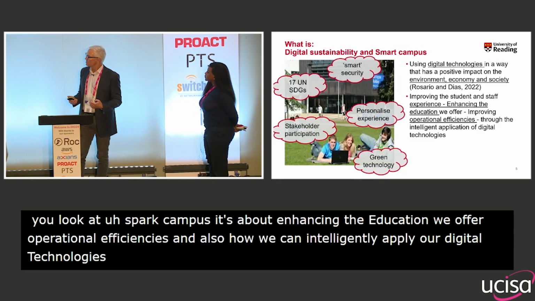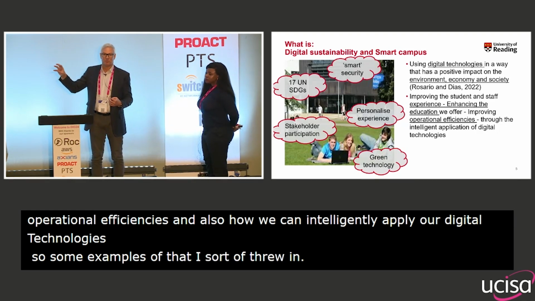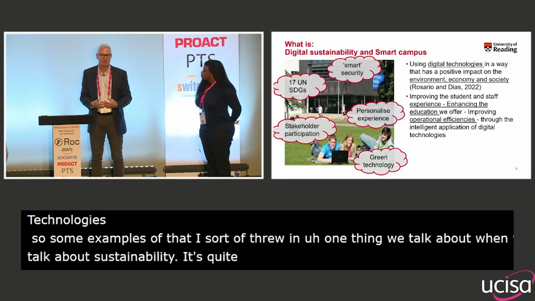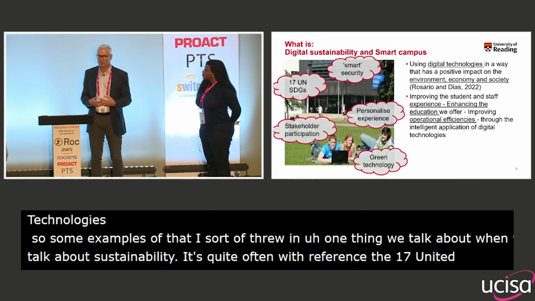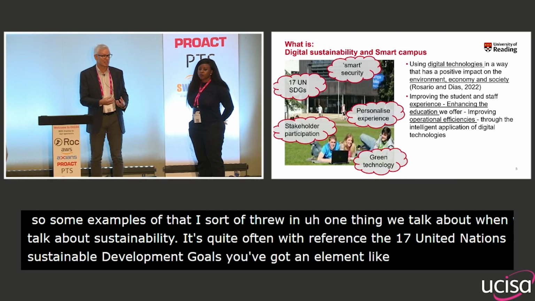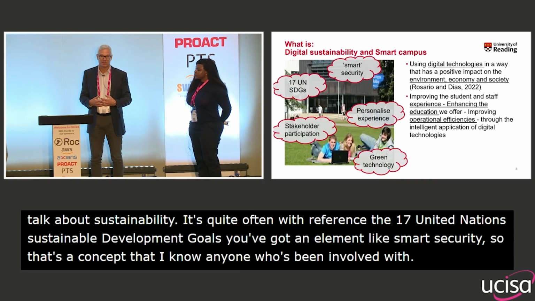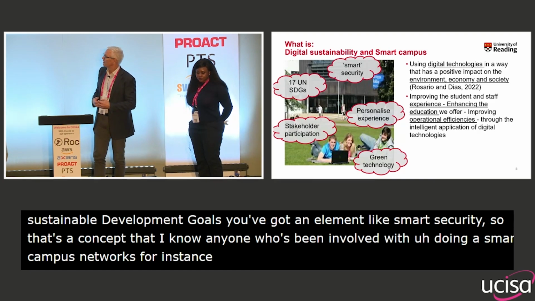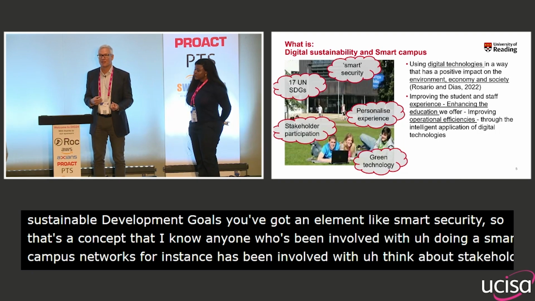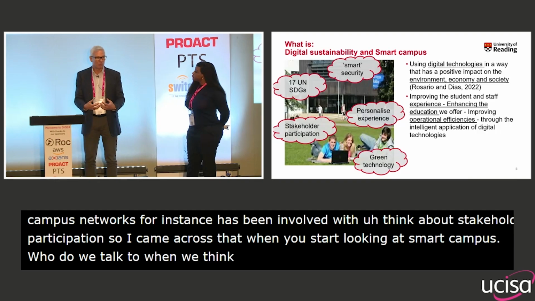So I threw in some examples of that. One thing we talk about when we talk about sustainability is that quite often we reference the 17 United Nations Sustainable Development Goals. You've got an element like smart security. That's a concept that anyone who's been involved with smart campus networks, for instance, has come across. Think about stakeholder participation. I came across that when you start looking at smart campus: who do we talk to when we think smart? It's not all about the technology.